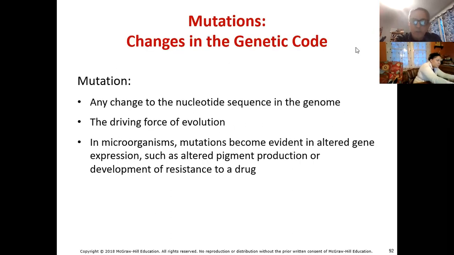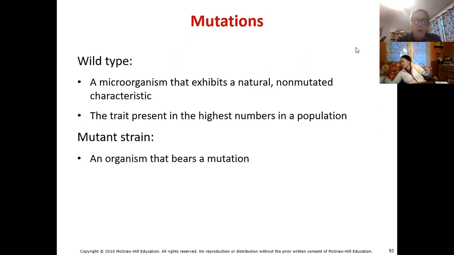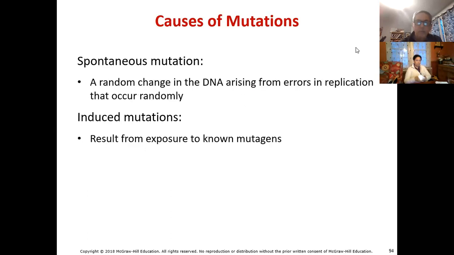In microorganisms, mutations become evident in altered gene expressions, such as altered pigment production or the development of resistance to a drug. A wild-type organism is what its natural non-mutated characteristic is. The trait present in the highest number in a population would be considered the wild type of an organism. A mutant strain is an organism that bears a mutation, usually starts out as being few in number in the population, and then it can become a dominant trait.